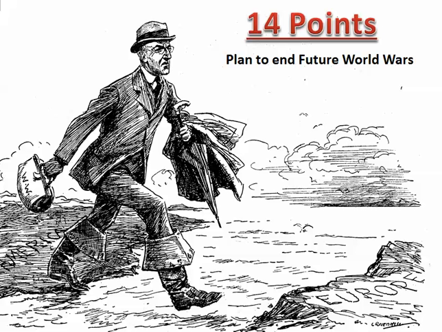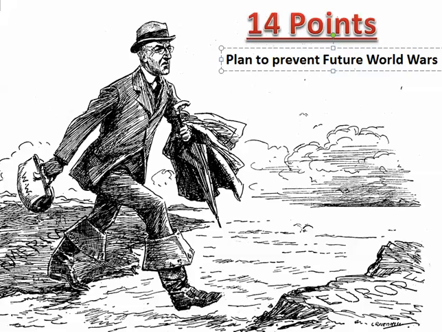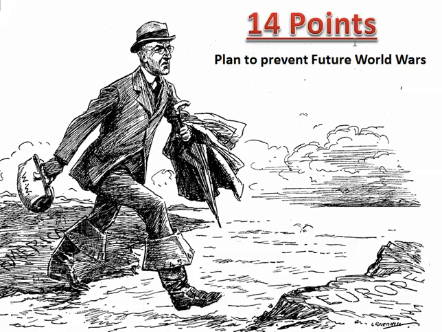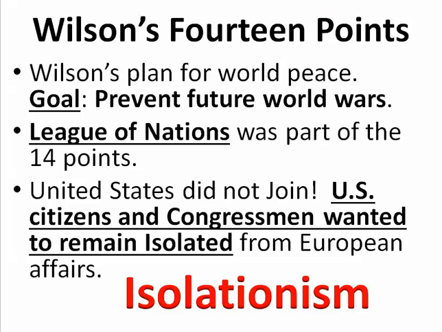Wilson had a plan to prevent, let's say prevent, future world wars. So Woodrow Wilson's 14 points were in the Treaty of Versailles that he helped write, and in the Treaty of Versailles, his 14 points call for a plan to prevent future world wars. So a world war will never happen again. Alright, so his plan for world peace, and the goal was to prevent future world wars, and a part of it was the League of Nations.